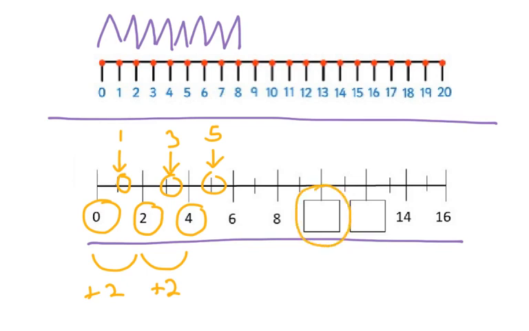So my question to you, what would these two numbers be? Use your number knowledge. What would go in these two boxes? Well done. Because you've counted up in 2s, you've done your jumps, you've recognised and you can see that there's a number in between. You know that the next number is 10 and after that we have 12.